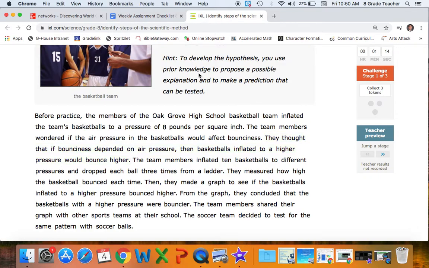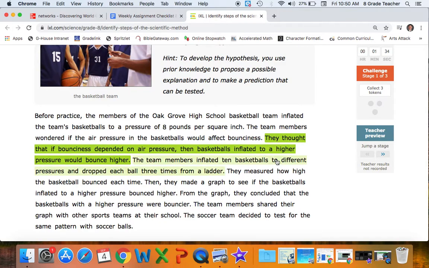That sounds like some prior knowledge, and they're trying to make a possible explanation. They thought if bounciness depended on air pressure, then basketballs inflated to a higher pressure would bounce higher. The team members inflated 10 basketballs. This sounds like they're doing something. So here's their educated guess. We're going to click on that.